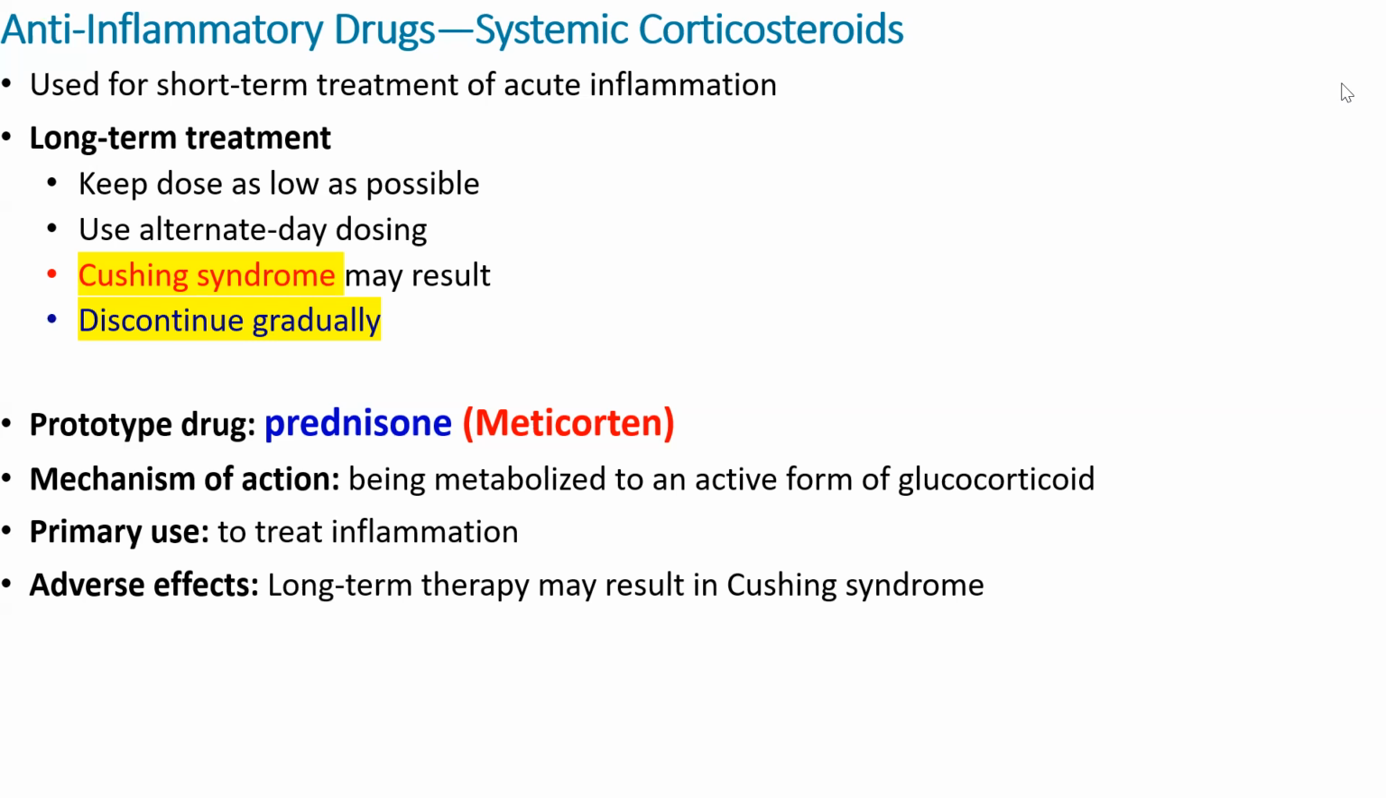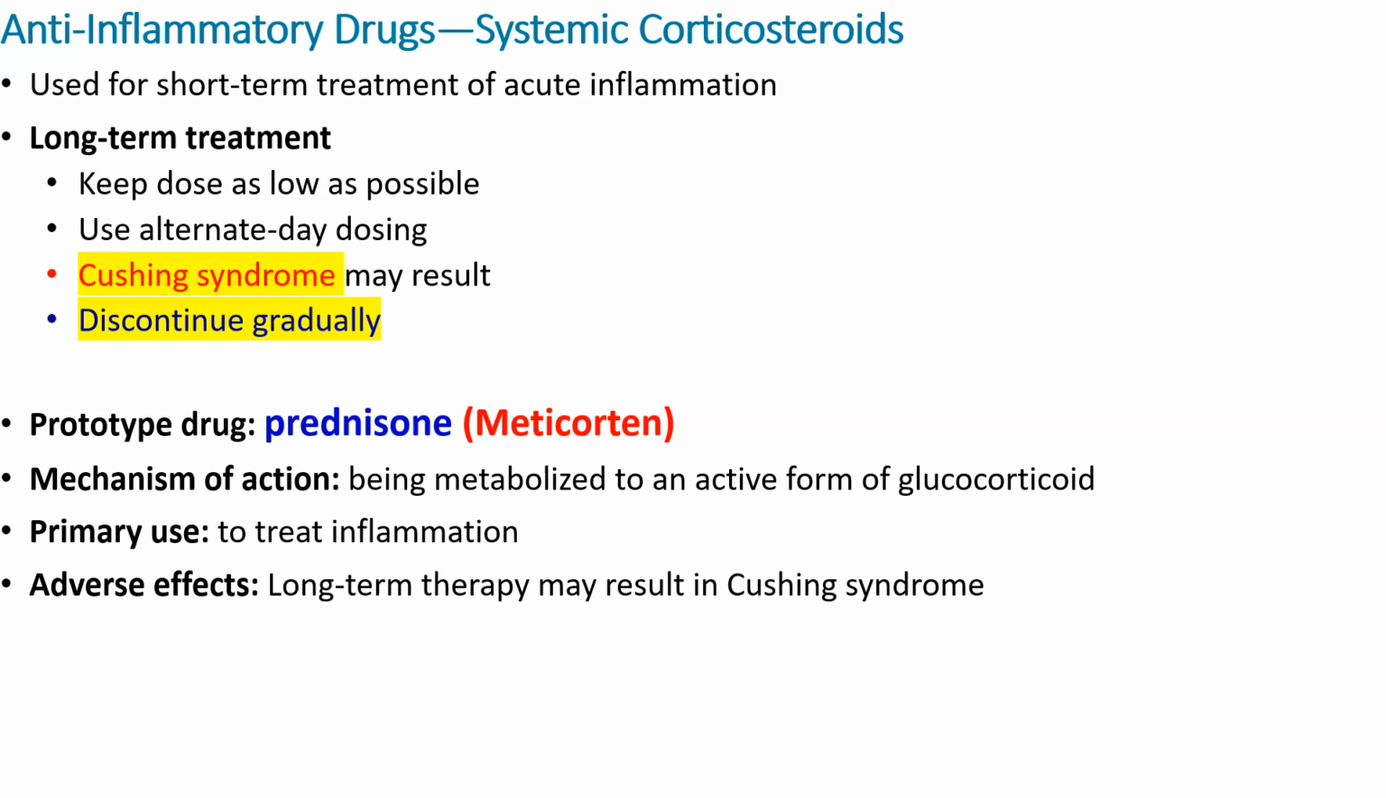So to prevent this from happening, which is the adrenal insufficiency, or what is called Addison's disease, or the adrenal gland shutdown, we will taper off the steroid, gradually discontinuing the steroids.